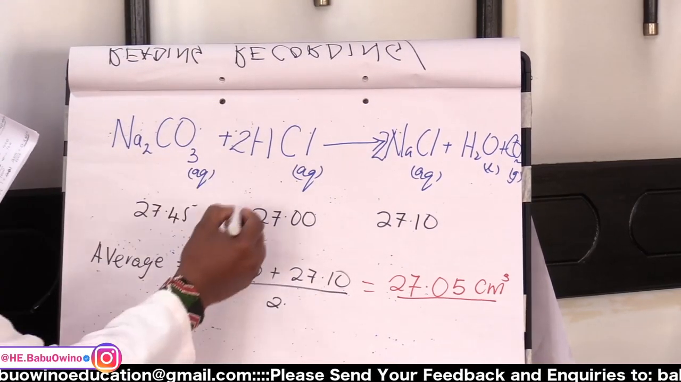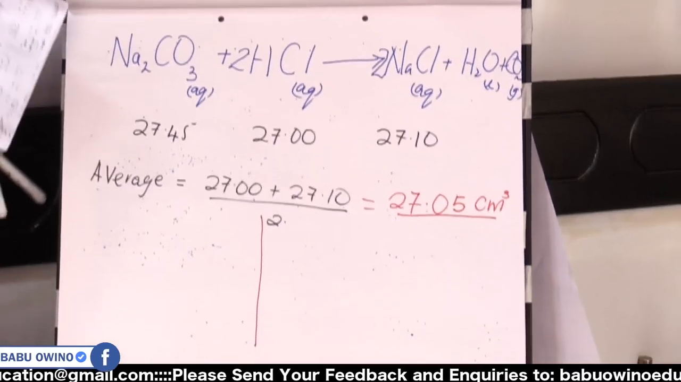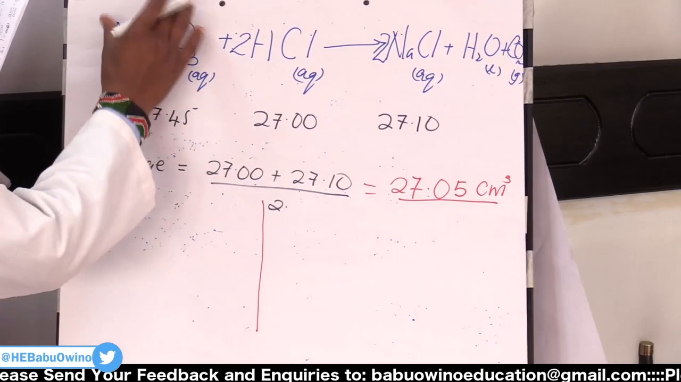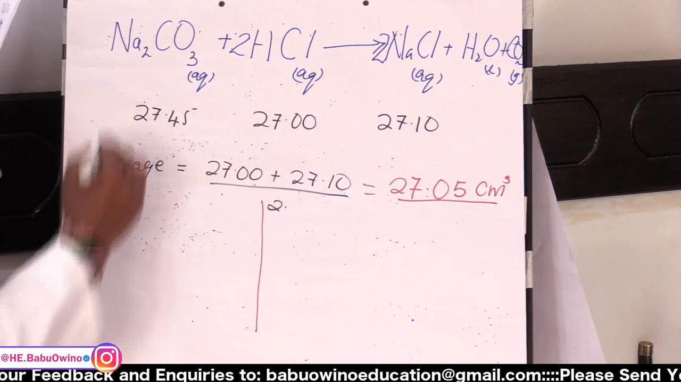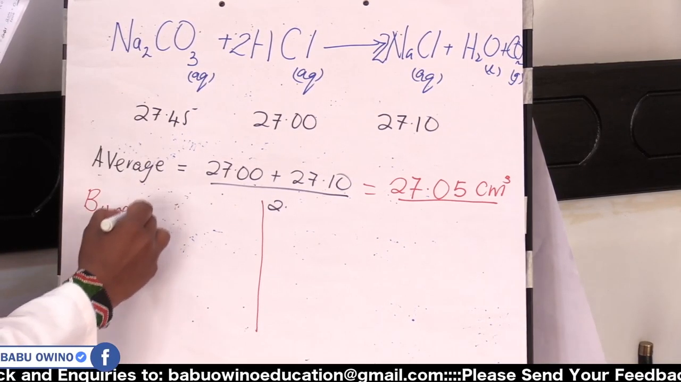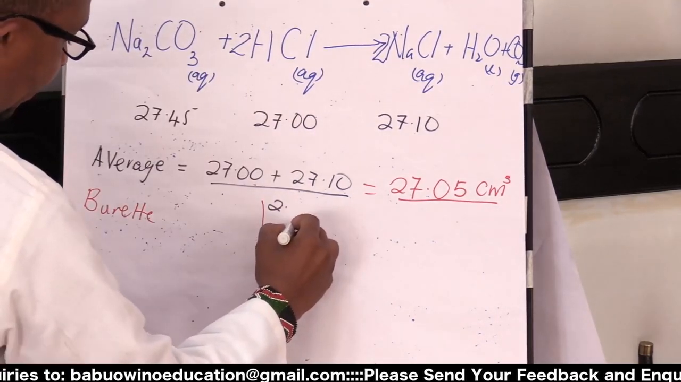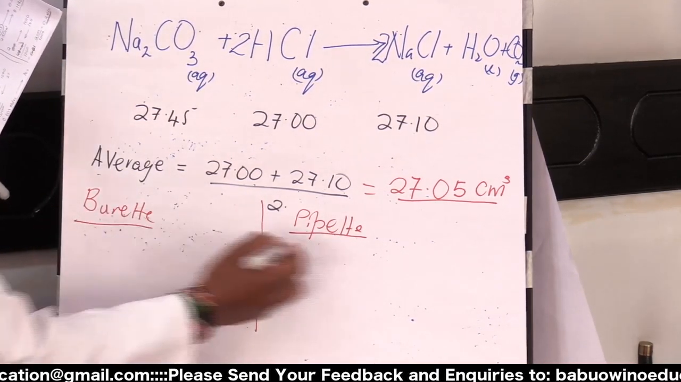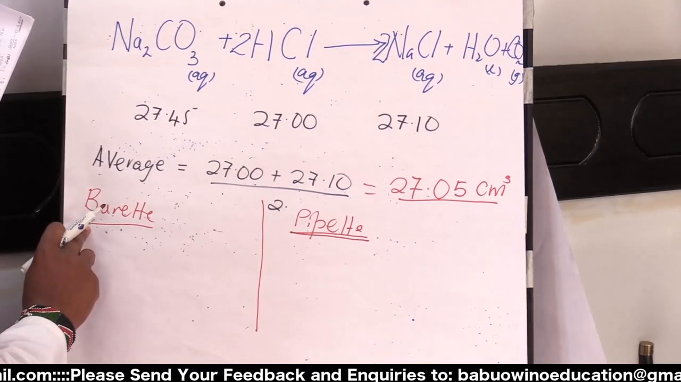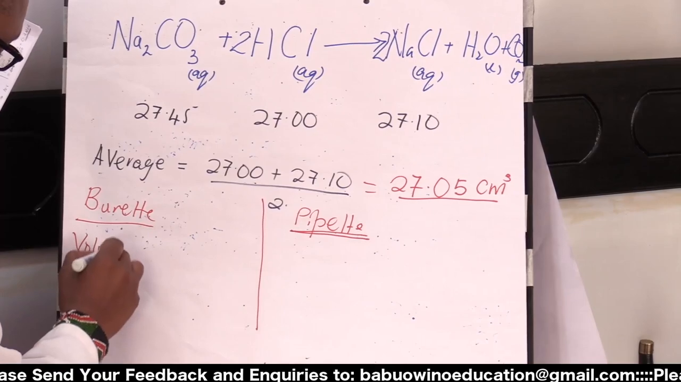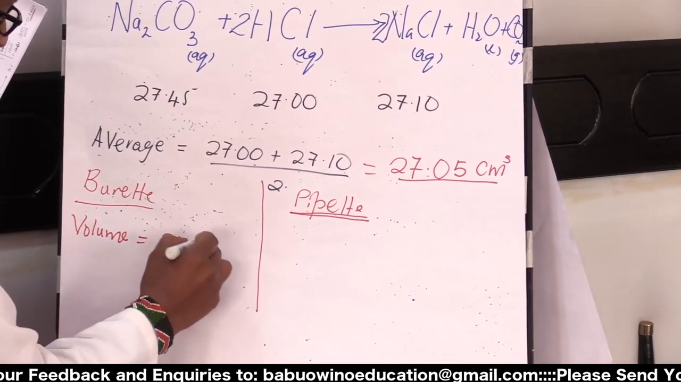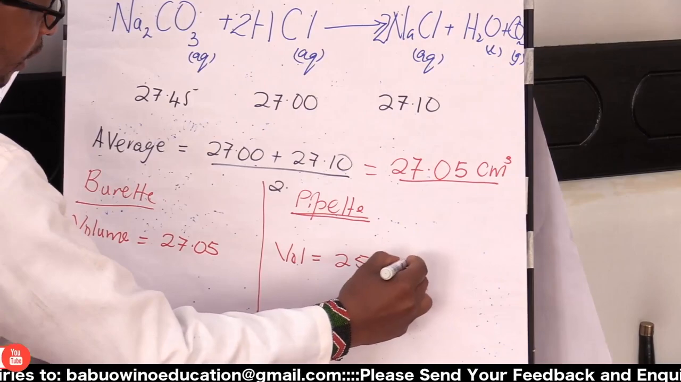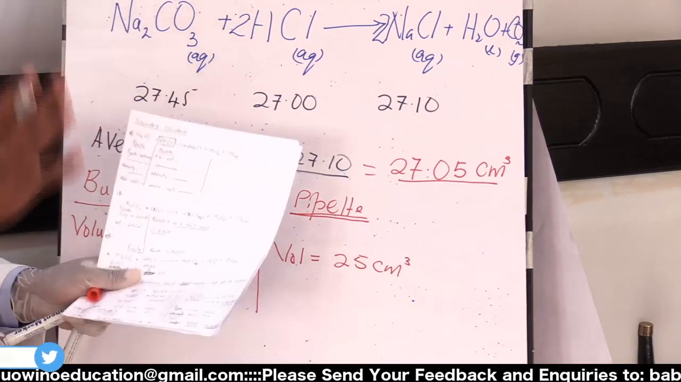So we have our equation, and this is now where we come in. When you are doing your titrations, nothing changes. This is what was in the burette. No, this was in the pipette. And this one was in the burette. So you have the two written like that. The solution in the burette and the solution in the pipette. What was in the burette? The average reading. So the volume here is 27.05. The volume here from the pipette is 25. Now, your practical is over.